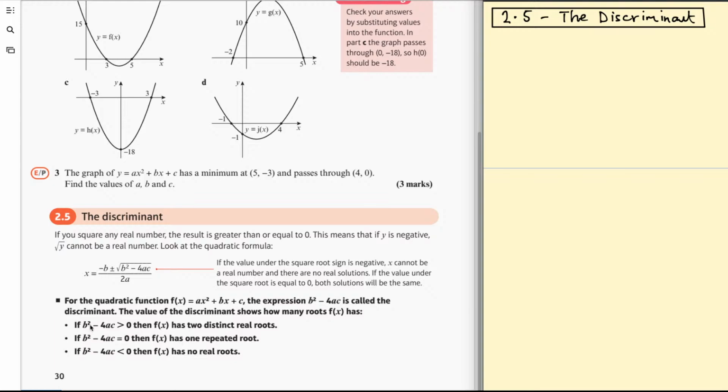So again, b squared take 4ac greater than 0 has two distinct real roots. If b squared take 4ac equals 0, then f of x has one repeated root. And if b squared take 4ac is less than 0, then f of x has no real roots. It would have complex roots again, but that's something you don't have to worry about.